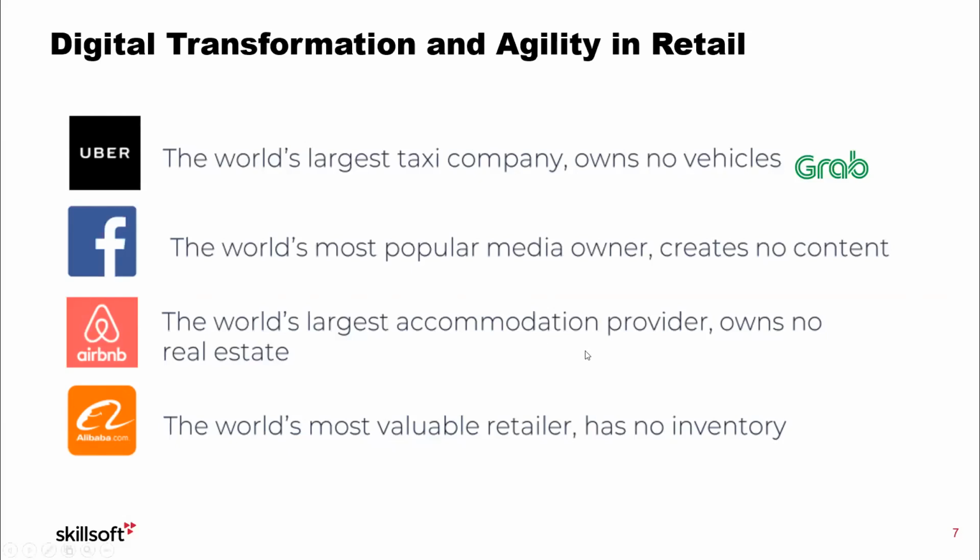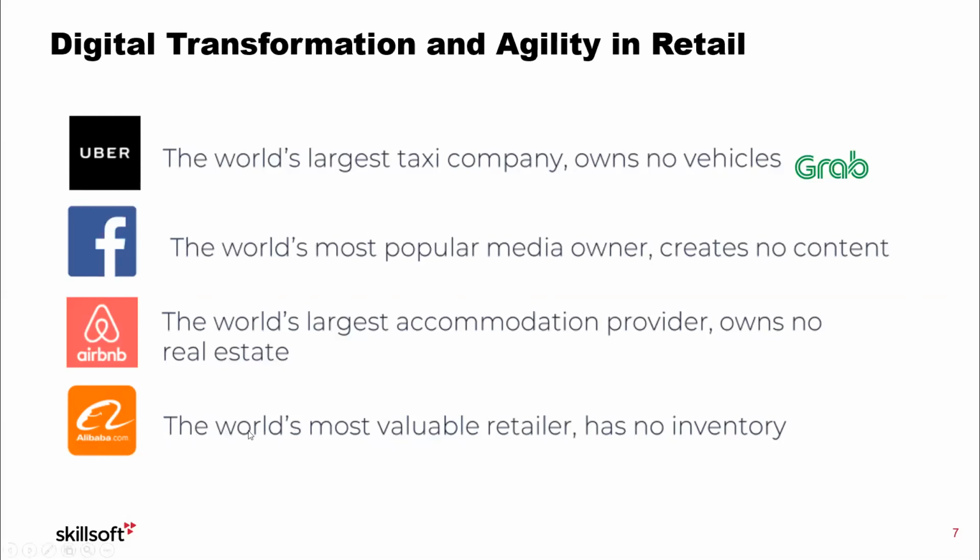Airbnb is another provider that is now the world's largest accommodation provider. They compete directly with Hyatt and Hilton and the Marriott chain of hotels, but yet they own no real estate. They just provide a marketplace for people to offer their own real estate to others to become their accommodation when they go on vacation or when they want to stay in another city. So they completely disrupted the hotel business with a completely new business model.